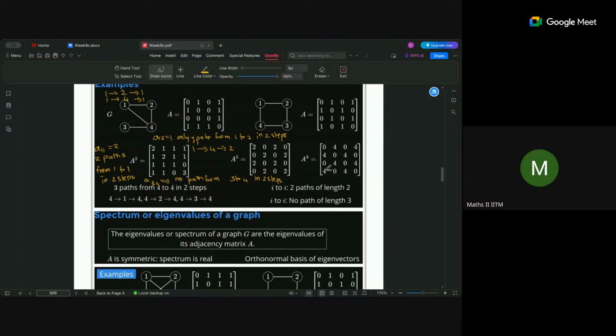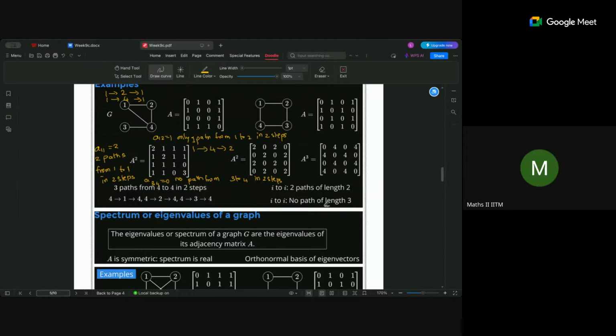Now if you look at A cube, what does A cube tell you? All the diagonals now are 0. It means you cannot have a path from 3 to 3, or 1 to 1, or 2 to 2, or from any vertex back to itself with step size 3. If you are moving 3 steps, then you are at some other vertex. You cannot be back at 3 in 3 steps. That's why all these entries are 0. So you understand the meaning of each entry of A square, A cube, or any power of A, right? Okay, fine.